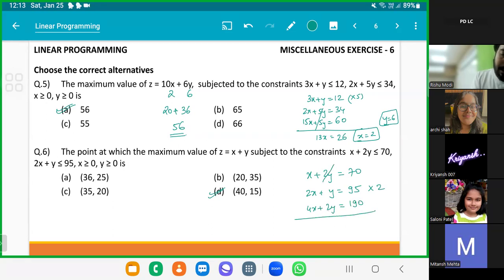Then we subtract, this gets cancelled, 3x is equal to 120, x comes as 40. So if x is 40, y has to be 15. No other option has 40 comma something. So option 6 will be option D. Right, we move on to the next one.